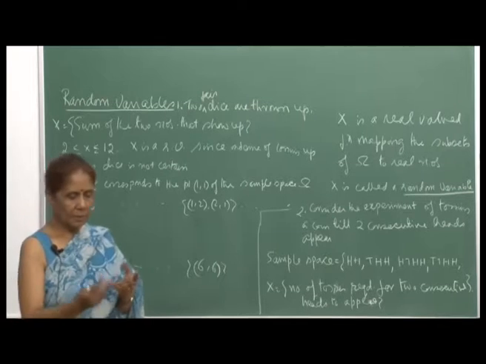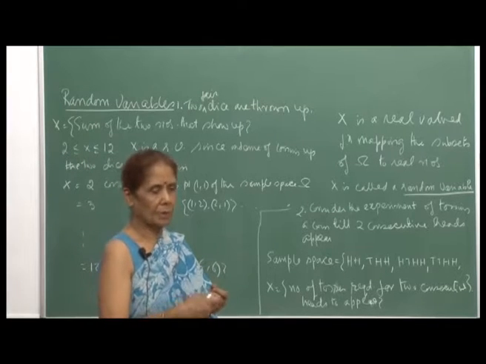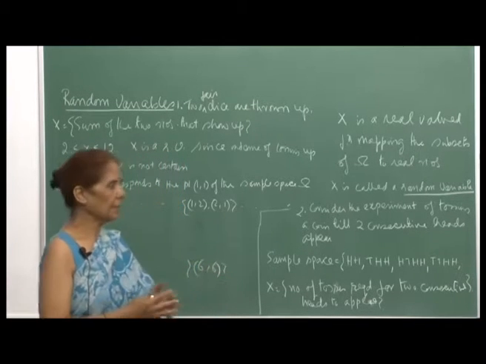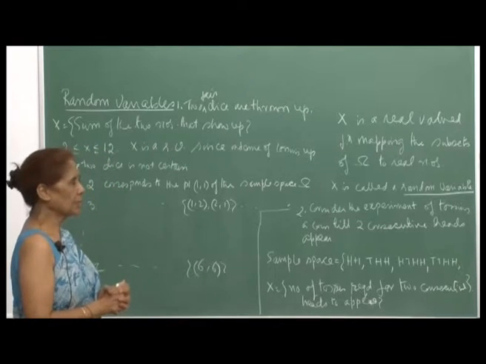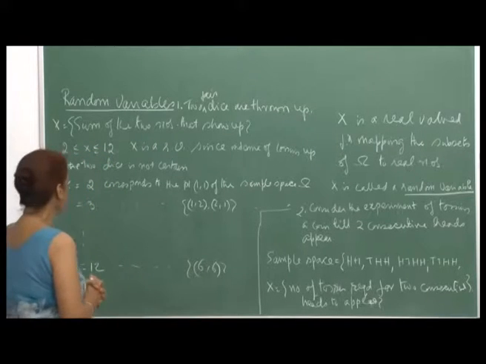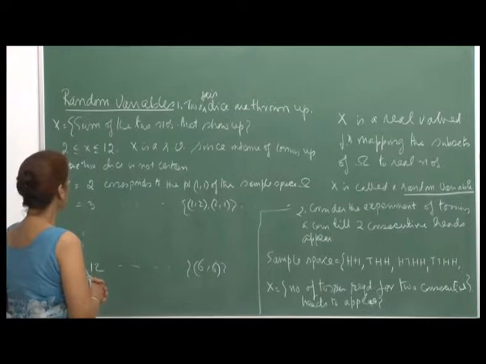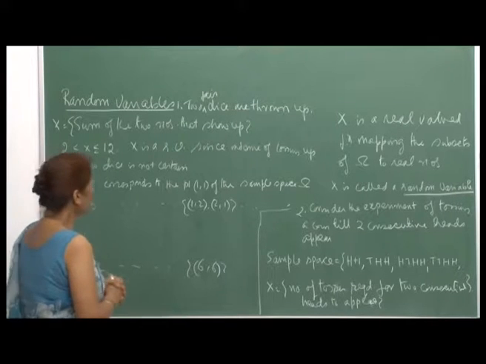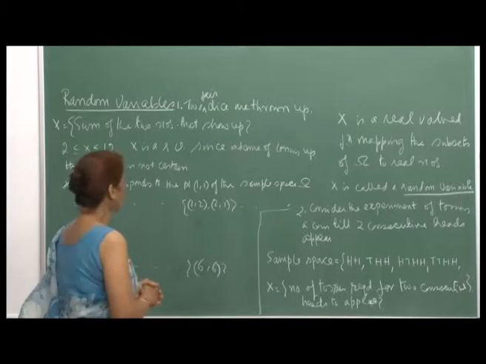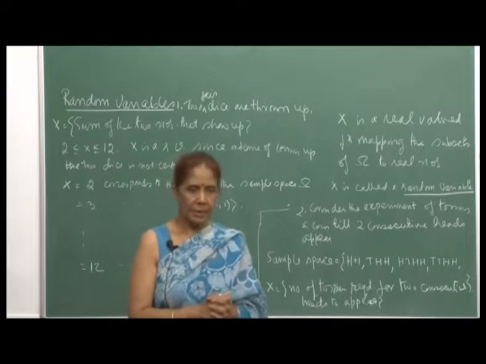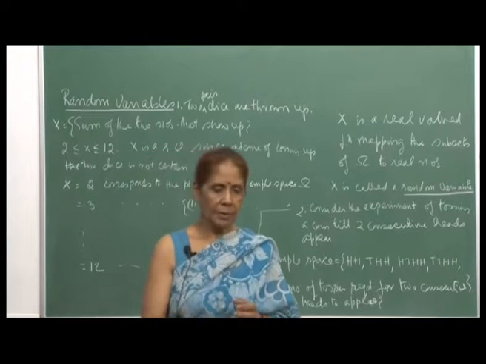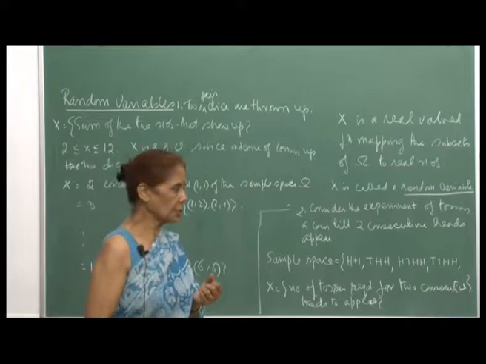That means, whatever the two numbers show up when I throw the two dice, 3, 4, 1, 2, whatever, I add up the two numbers and I denote that sum by x. Now, we can see that the values of x will vary from 2 to 12. Since the outcome of tossing the two dice is not certain, that is a random phenomenon, because any face can show up. So, any number can show up.